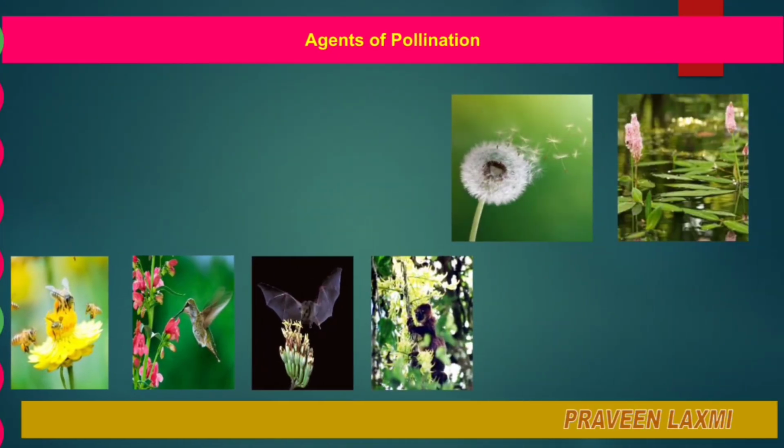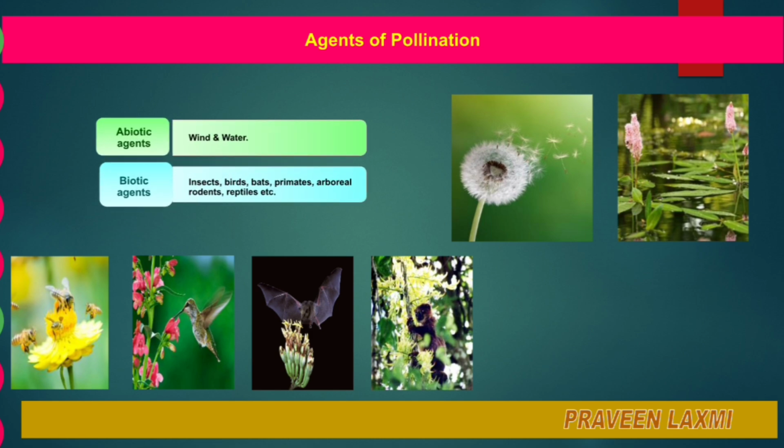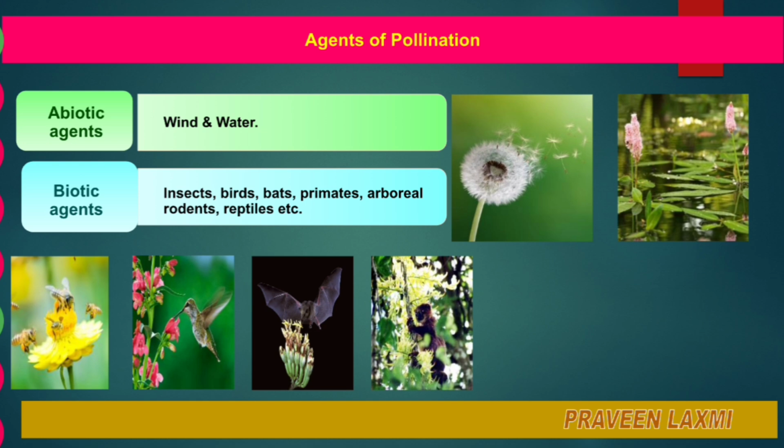Now let us discuss the agents of pollination. For pollination to occur, somebody should carry the pollen grains, right? So who is going to carry the pollen grains from the anther to the stigma? We have certain agents for this: abiotic agents and biotic agents. Under abiotic agents, there are wind and water. And what are biotic agents? Insects, birds, primates, arboreal rodents and reptiles. So these all act as biotic agents. Am I clear, students? Right.